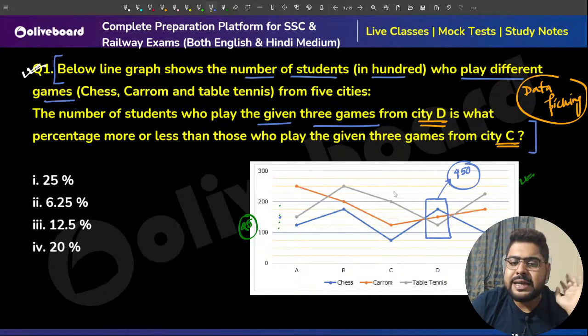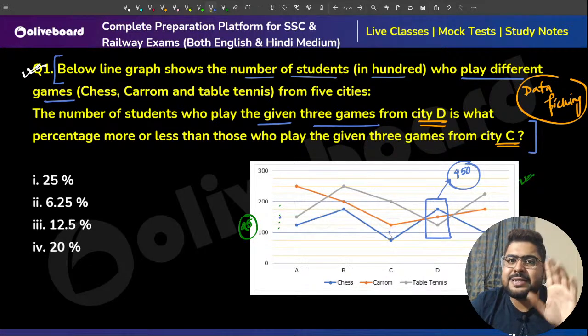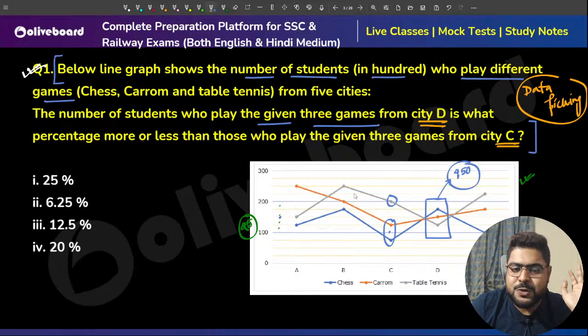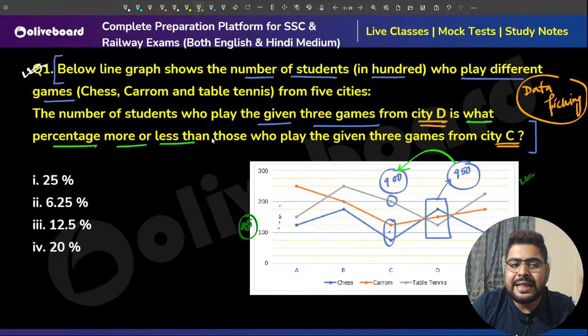About C, this is the 100 line, one gap below, one gap above. So the average is 100, 2 into 100, 200, plus this 200, the total is 400. They are asking this 450 is what percentage more or less than this. How much more? 50 more.